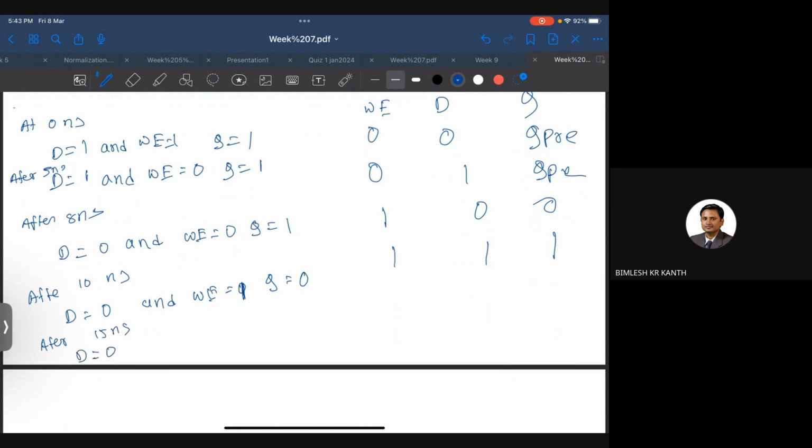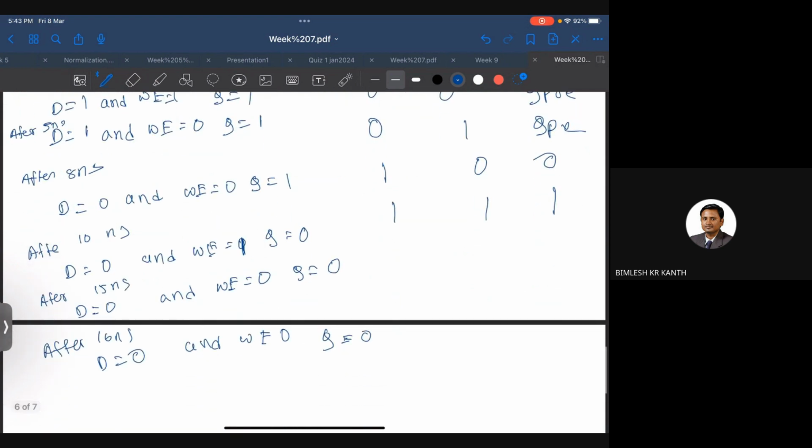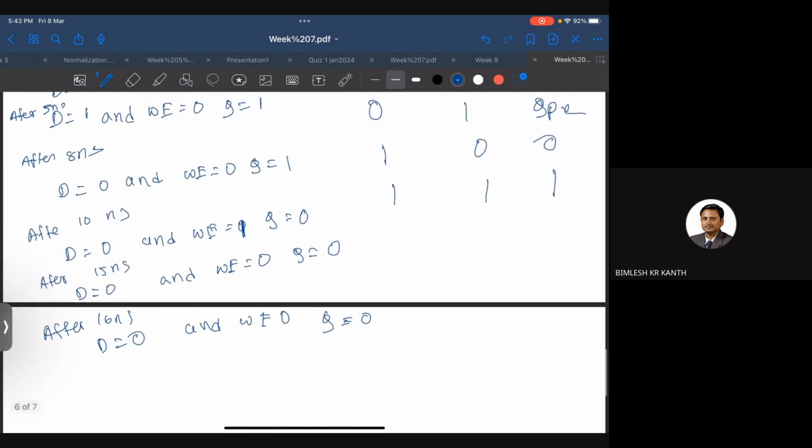D equal to 0 and W equal to 0. After 16 nanoseconds, W becomes 1. Which one toggles, D or W? After 8 nanoseconds, D becomes 0. So after 16, will D become 1?